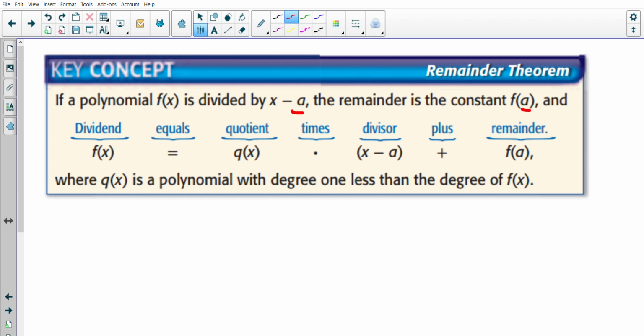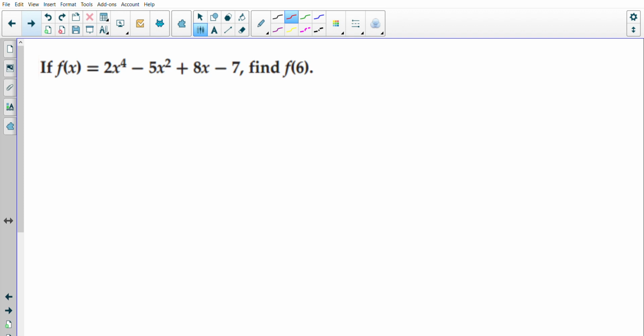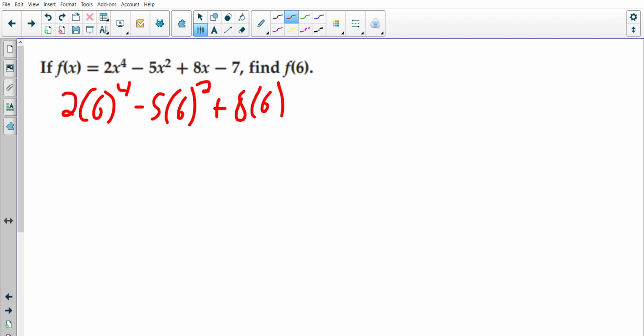Okay, so then it breaks up into f of x equals q of x times x minus a plus the constant f of a, where q of x is the polynomial with degree 1 less than the degree of f of x. So really, we could use synthetic division for this, and I'll show you here now. So if f of x is equal to 2x to the fourth minus 5x squared plus 8x minus 7, find f of 6. So really, we could just plug this in. So let's do that. So 2 times 6 to the fourth minus 5 times 6 squared plus 8 times 6 minus 7. And I'm just going to plug that into my calculator here.